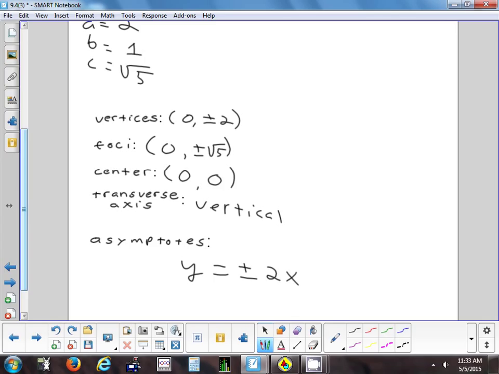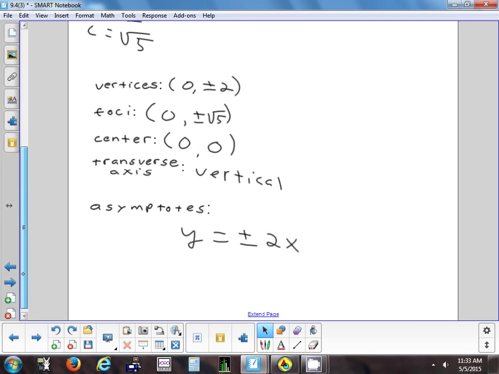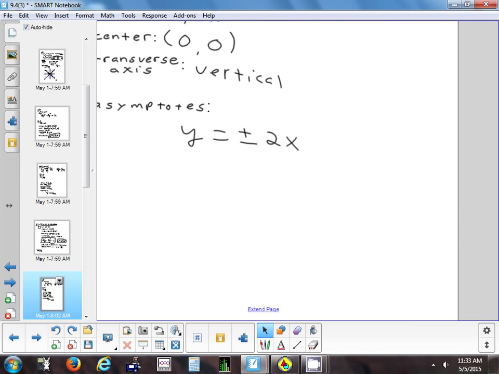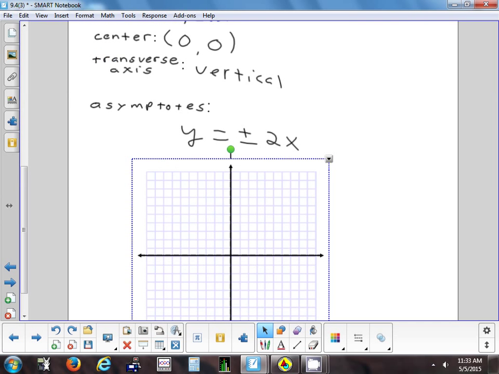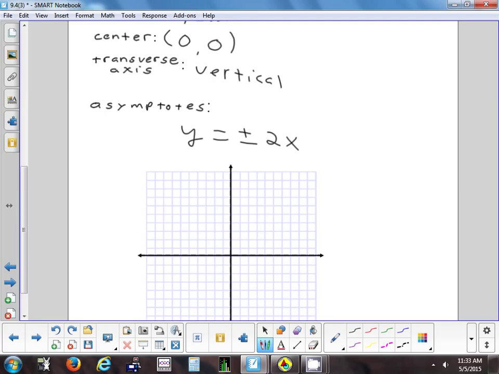Okay, let me try to sketch that one. So we at least do one sketch that's in each direction for the transverse axis. Okay, so to sketch it, all I really need is those asymptotes. These are going to be really easy to sketch. Okay, y equals 2x. Rise is 2, run is 1. Okay, connect those. Okay, about like that.